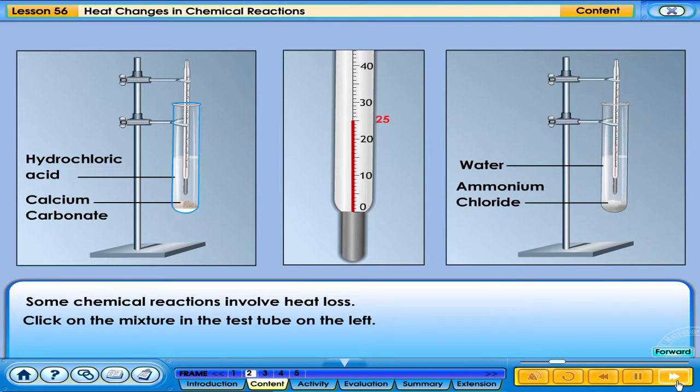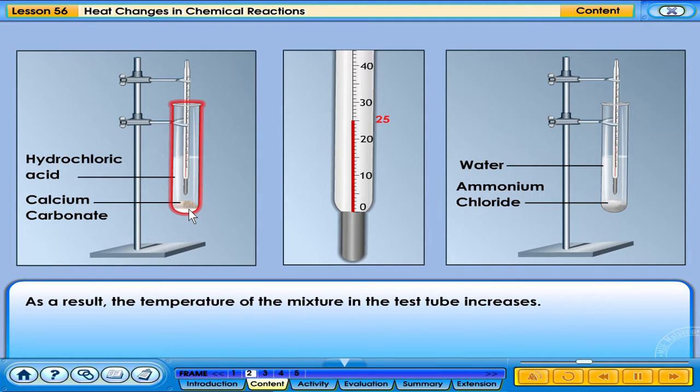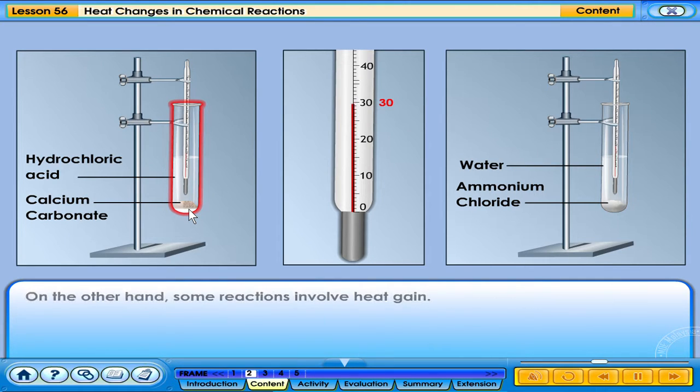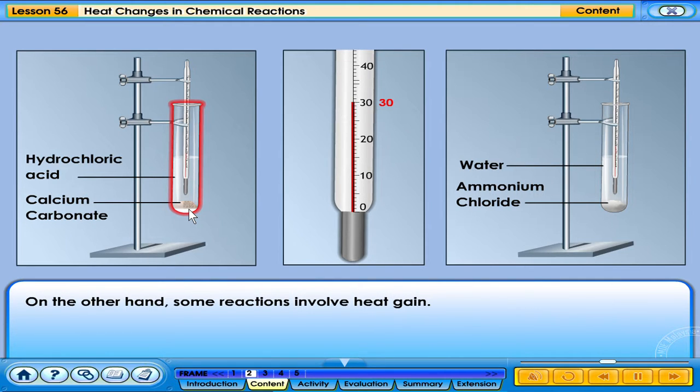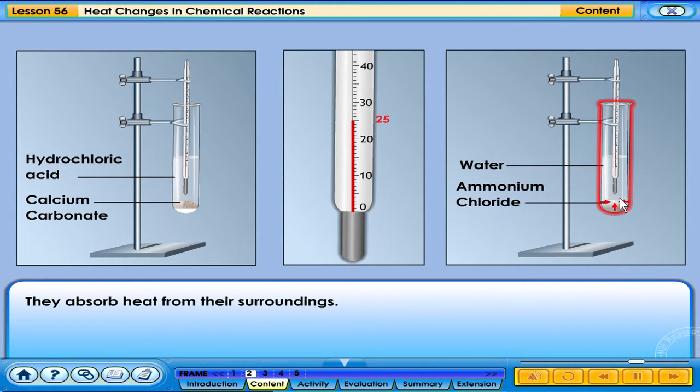Click on the mixture in the test tube on the left. They release heat to their surroundings. As a result, the temperature of the mixture in the test tube increases. On the other hand, some reactions involve heat gain. Click on the mixture in the test tube on the right. They absorb heat from their surroundings. As a result, the temperature of the mixture in the test tube decreases.